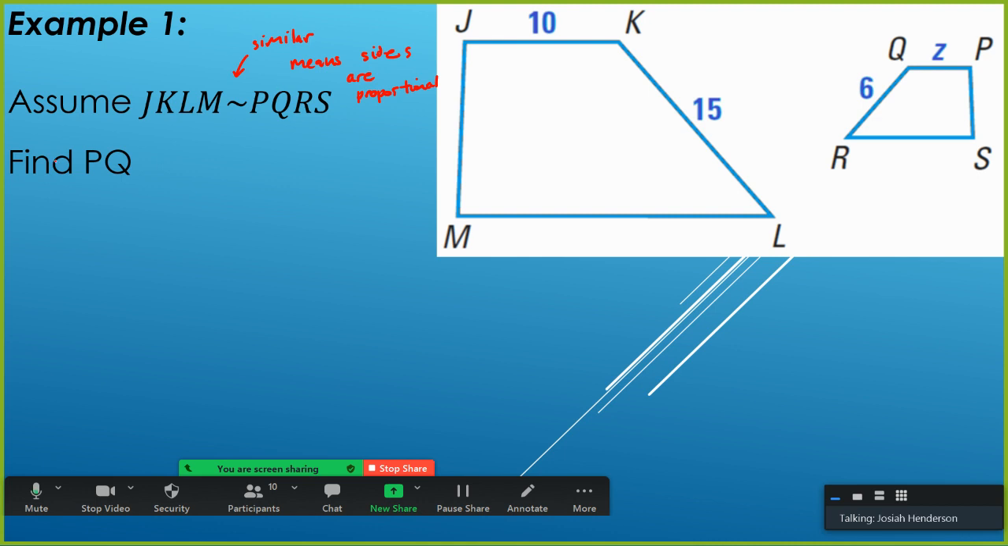Okay, so it says find PQ. How long is P to Q, this segment right here? What do we have given to us? What do we know for sure? We know that side QR is 6 units. We know that on the big image, JK is 10, and we know that KL is 15.